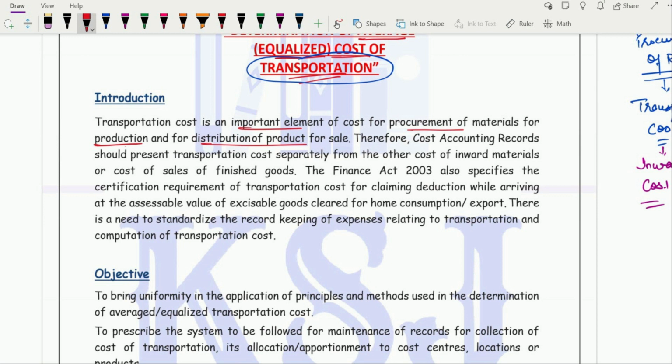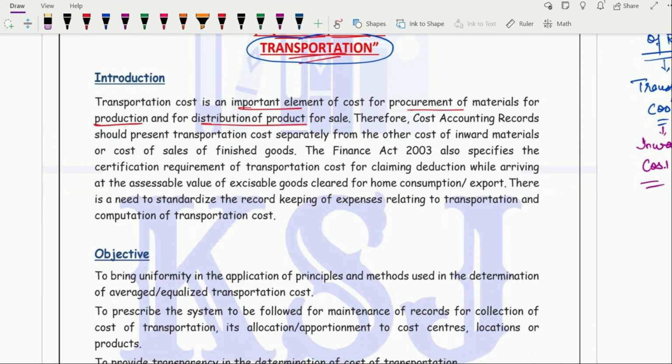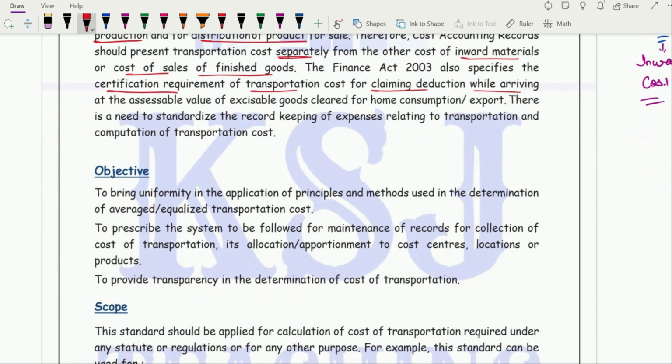Therefore, the cost accounting records should present the transportation cost separately, properly bifurcated, that what is the inward cost, what is the outward cost. So everything is to be shown properly from the other cost of the inward material or the cost of sale of finished goods, right? The Finance Act 2003 also specifies the certification requirement of the transportation cost for claiming the deduction while arriving at assessable value of excisable goods. That was an earlier point. You can leave it, right?